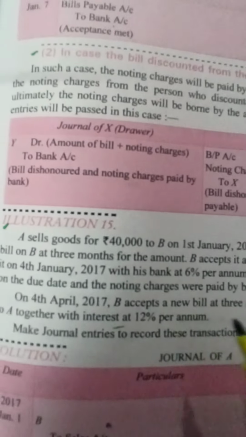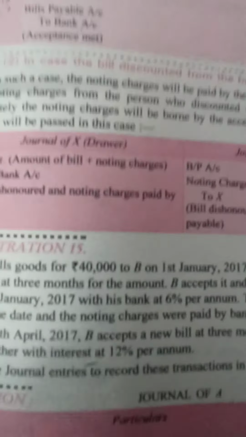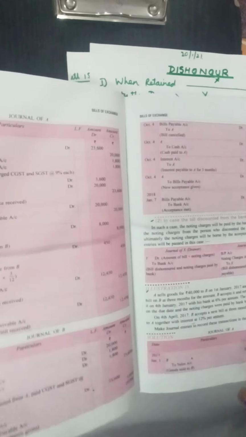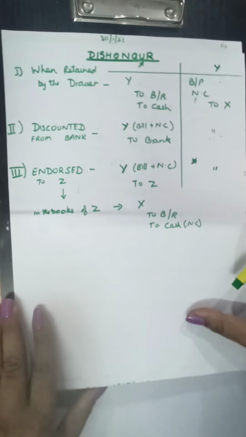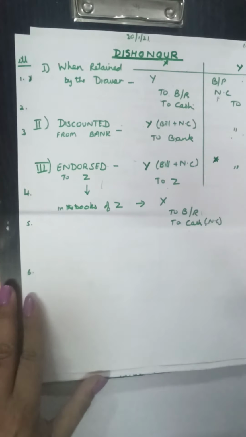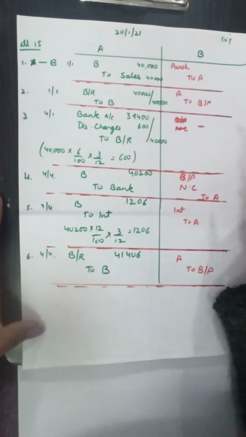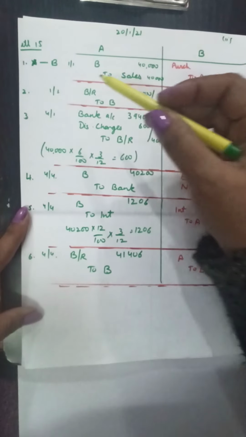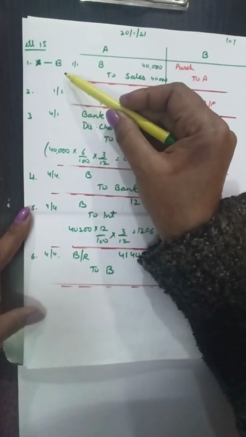Okay. Now let us take the questions one by one, entries one by one. Now you remember the question. So now here, case by case, the first entry is on 1st of Jan.